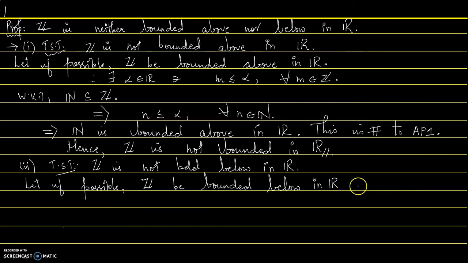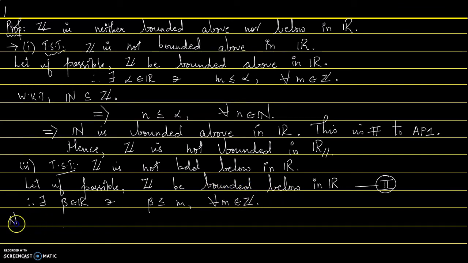Let me call it assumption 2. So because Z is bounded below, it will have a lower bound. So there exists a real number beta in R such that beta is less than or equal to m for every integer m. So beta is a lower bound for Z. This is what we know from the definition of the set being bounded below.